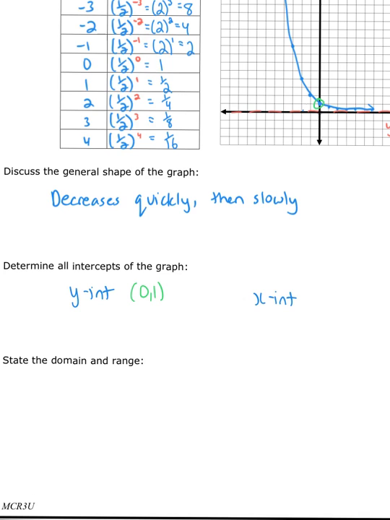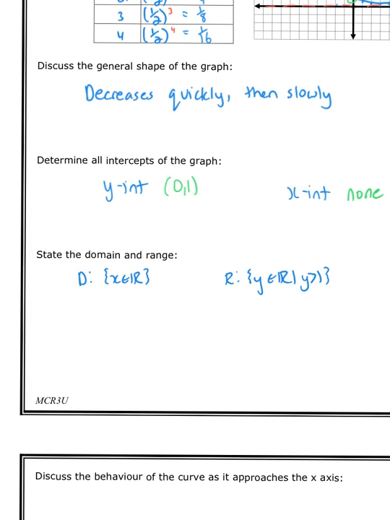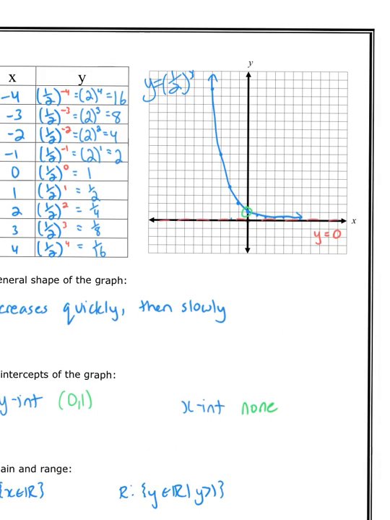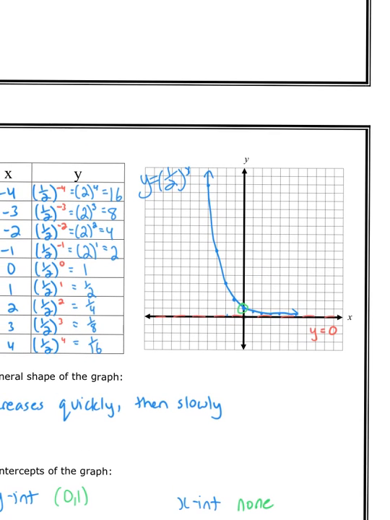exponential growth. And the x-intercept, there are none, again, just like it was for exponential growth. Looking at the domain and range, they are the same as they were for exponential growth. X is an element of all real numbers, and y is an element of all real numbers, but y must be greater than 0. And again, you can see the graph can move to the right, and it can move to the left. So there's no restrictions in the domain.